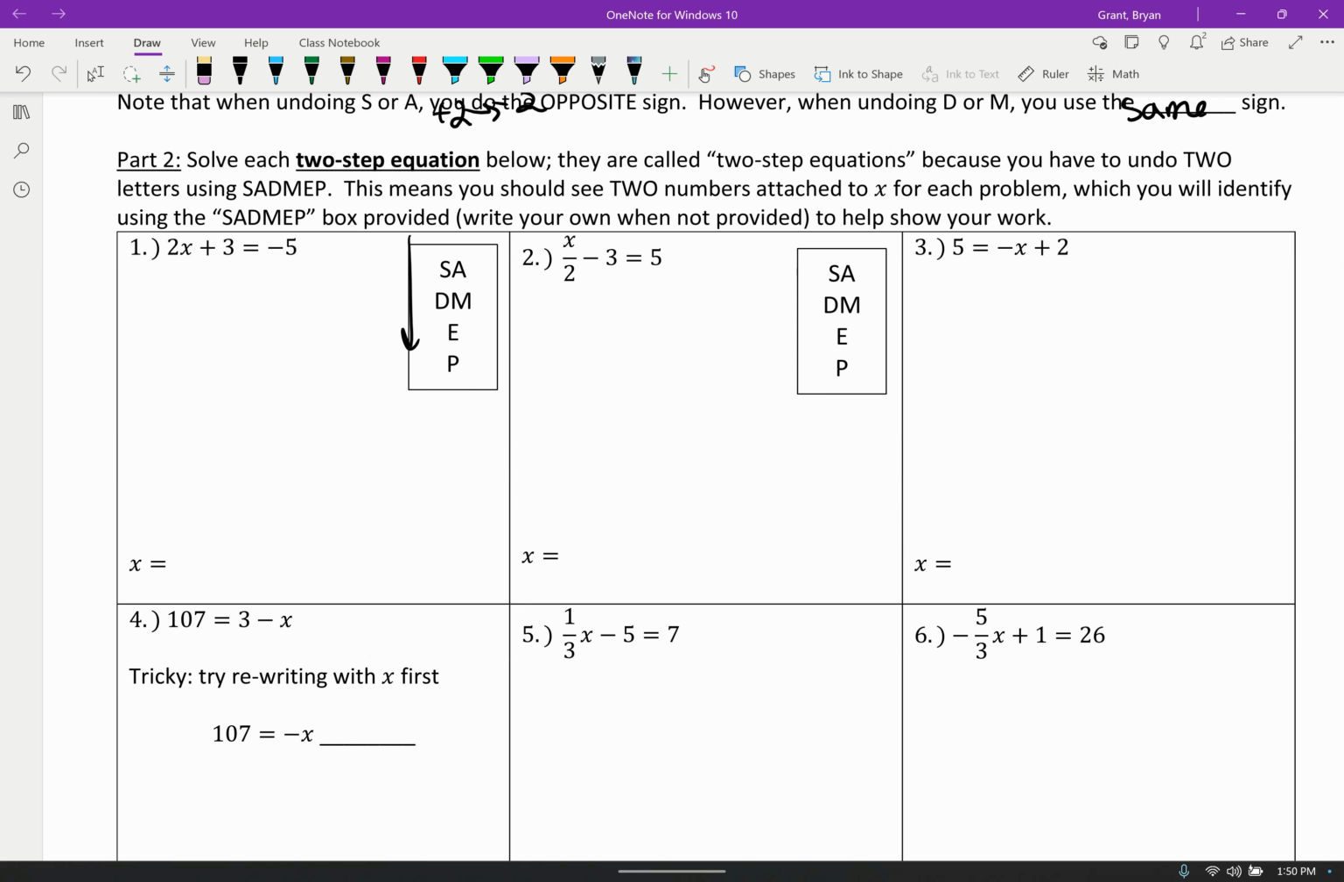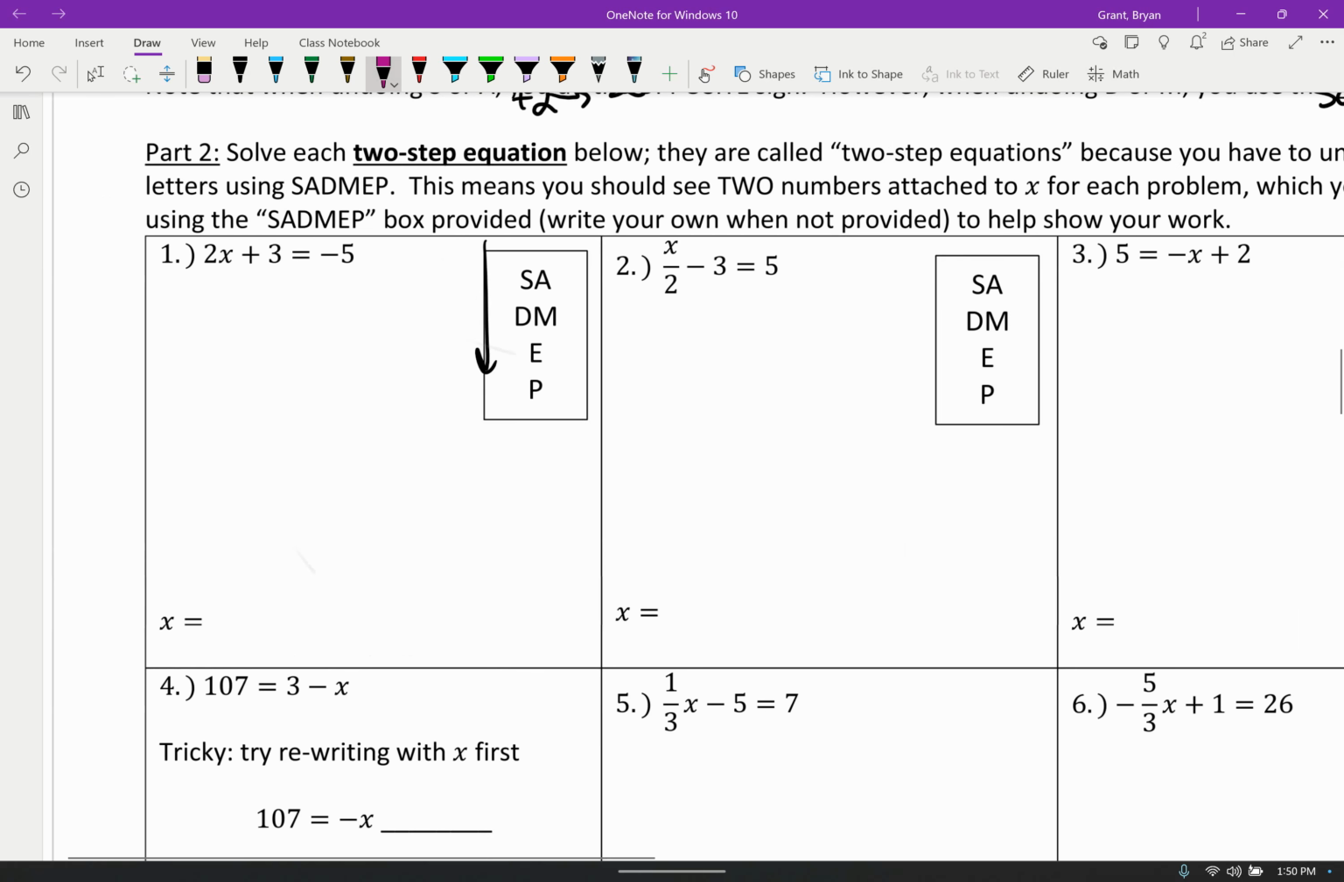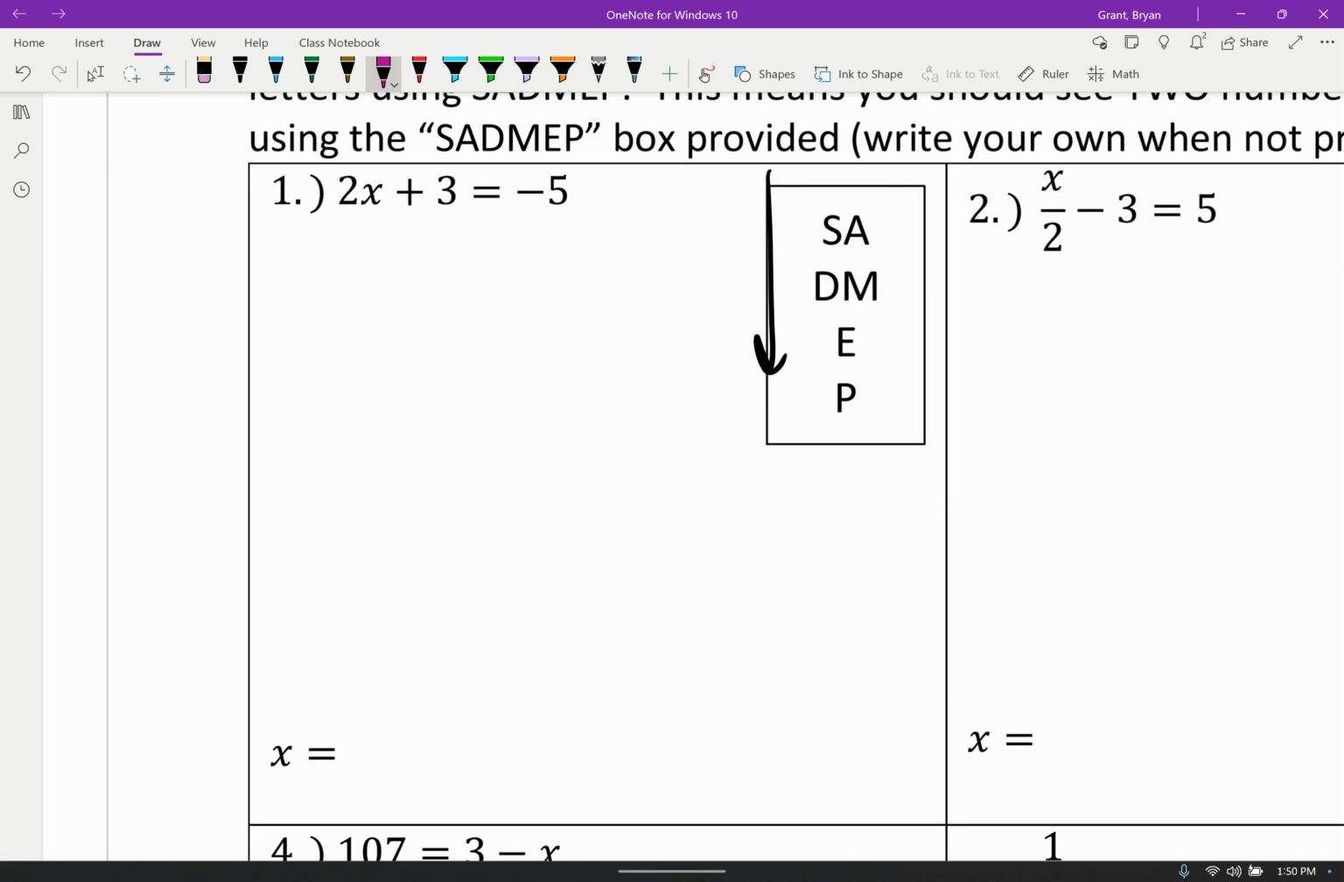All right, let's take a look at that first problem. 2x plus 3 equals negative 5. We're only going to focus on the side with x. We're going to ignore the negative 5 for actually a lot of this problem. And we'll focus on those 2 numbers there. I see a 3, and between the 3 and the x is addition, so we know it's attached by addition. And then I also see a 2, and between the 2 and the x, oh, that's multiplication. Okay, and we'll switch signs in case you don't have colors there.